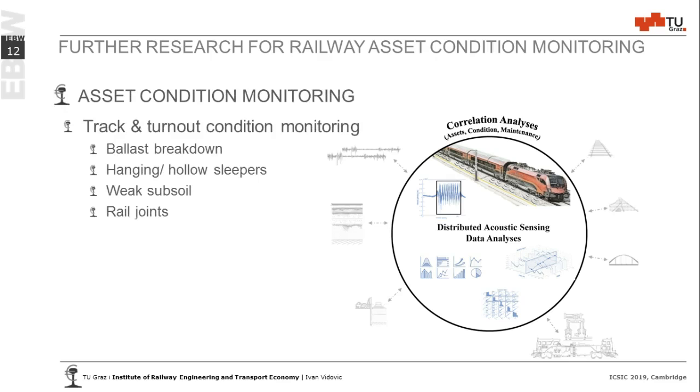As I've shown, DAS enables a condition evaluation of track, and asset condition monitoring, what you understand under this term is track and turnout condition monitoring, ballast breakdown, weak subsoils, rail joints, and of course maintenance. Maintenance is a very hot topic for infrastructure managers, because most of the maintenance is outsourced and the maintaining companies hold the data in-house and they won't give it to the infrastructure managers.